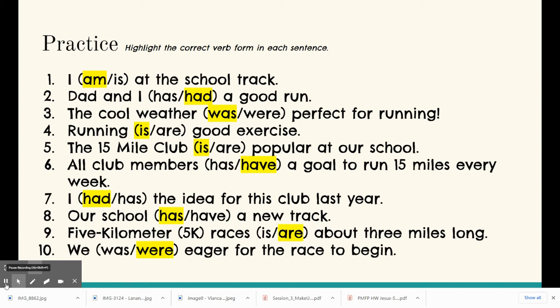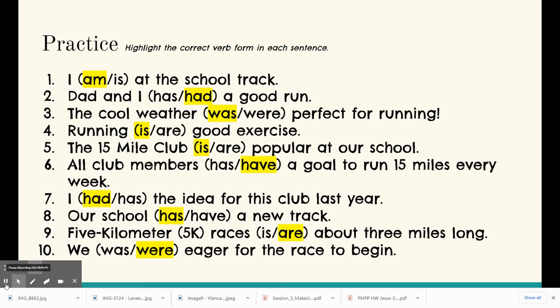Number 1, I at the school track. Well, I have the subject I, and I know that I need to change the form of to be to am. So the correct answer is I am at the school track. Number 2, Dad and I. Ooh, that's a grouping. Dad and I, collectively, that's a we because it's including yourself. So I could almost change that and put we there and see what works there. Do I say we has or do I say we had? I would say we had. So instead of we, I have dad and I, which is the same thing as we. Dad and I had a good run.